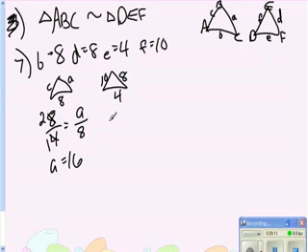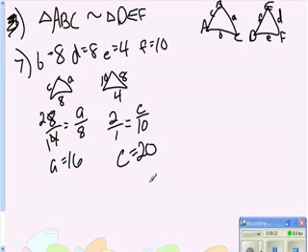Do the same thing for C. And I can leave it reduced because I already reduced it once. So 2 over 1 will match up with C over 10. So C equals 20. Alright, moving on to number 9.